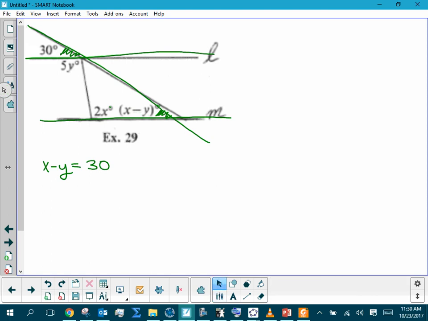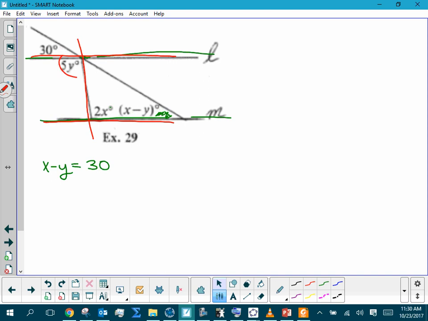But likewise, what should you find out about, again, using that parallel line, that transversal, what is the relationship between those two angles? They're alternate interior, so they should be equal. So I should have 2x equals 5y, right? Yeah.